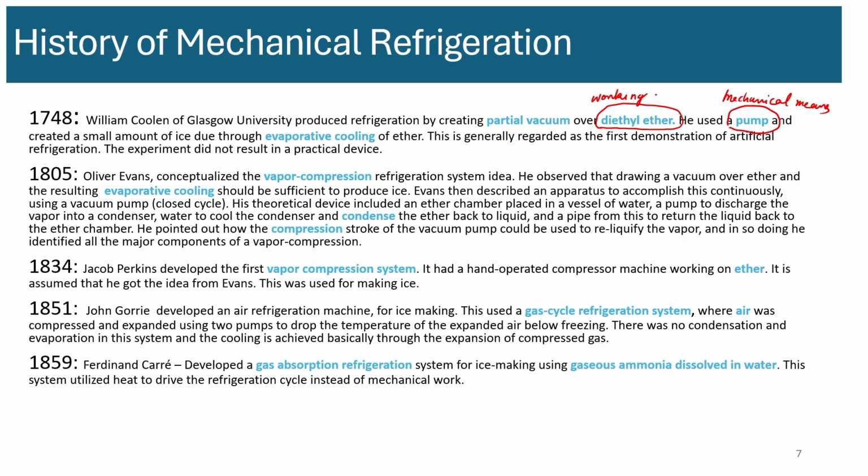So the first mechanical refrigeration system can be attributed to Mr. William Cullen of England. He created this effect by evaporating diethyl ether. He used a pump and it created a small amount of ice, which is cooled using the heat exchanger through evaporative cooling of this diethyl ether. This is generally regarded as the first demonstration of artificial refrigeration, but it cannot become a practical device, right?